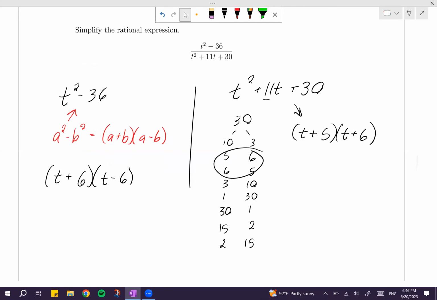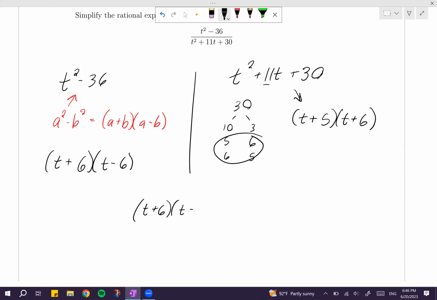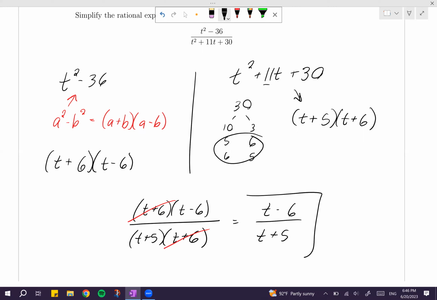All right. So now that I've done all that, I'm going to erase this part. Now that I've done all that, I'm going to put them back into a fraction. So I'm going to have t plus 6 times t minus 6 over t plus 5 times t plus 6. Now, because I'm multiplying these terms and dividing, this cancels with this. So then I'm left with t minus 6 over t plus 5. And this would be my solution.